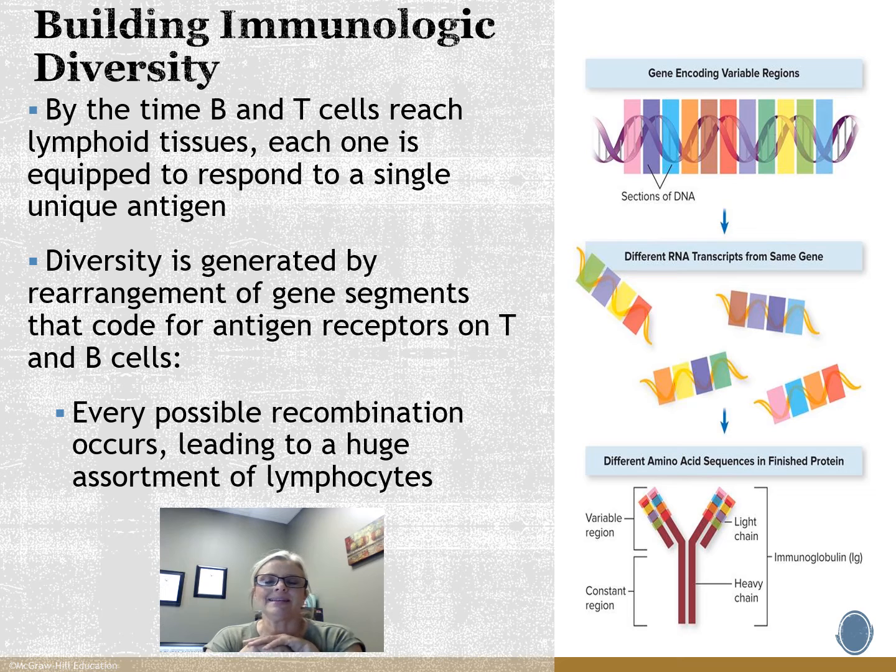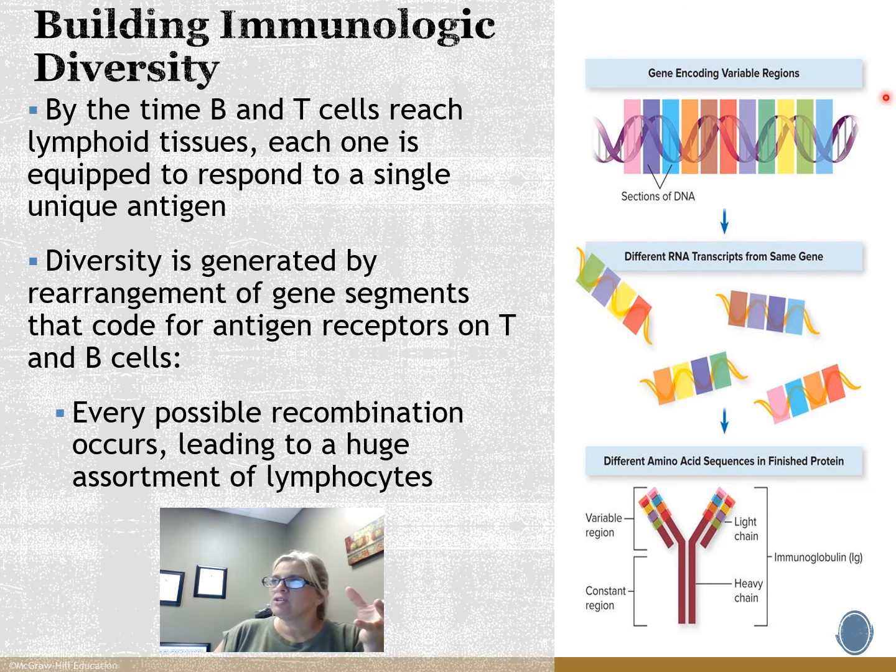By the time B and T cells reach lymphoid tissues, each one is equipped to respond to a single unique antigen. Before I say that, it's estimated that each human being produces antibodies with the ability to match 10 trillion different foreign invaders. So we have 10 trillion different specificities. That diversity is created by a rearrangement of those genes, of those variable regions of antibody molecules, because of things like alternative splicing, different RNA transcripts from the original gene. So it creates all these differences, okay? When those transcripts are translated, the protein will have a variable amino acid sequence and therefore a variable shape. So every possible recombination can occur, leading to a huge assortment of lymphocytes.